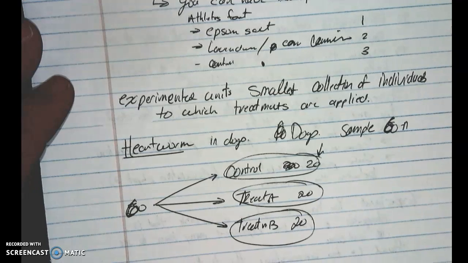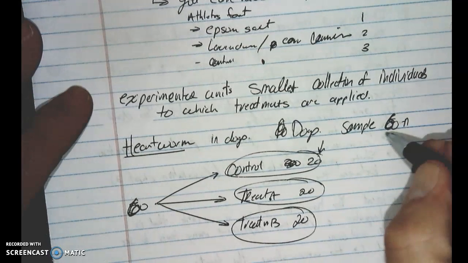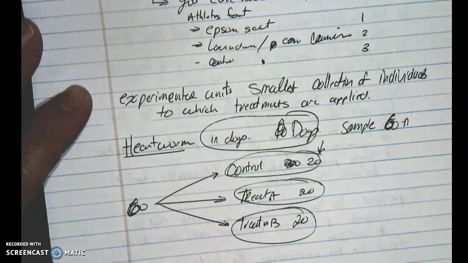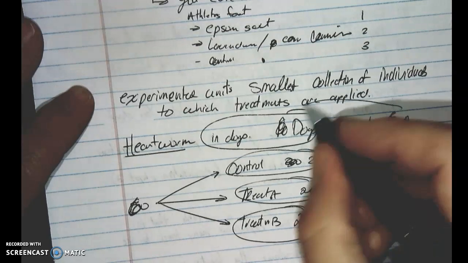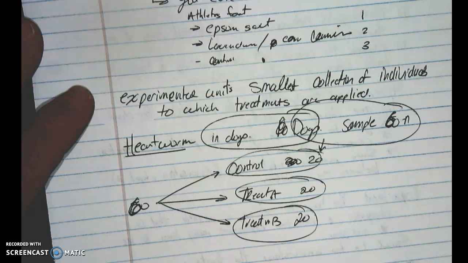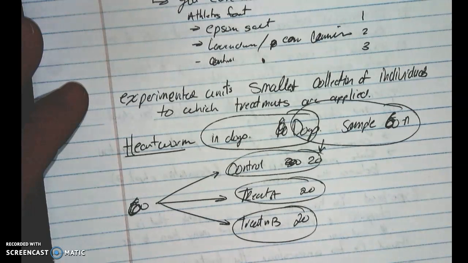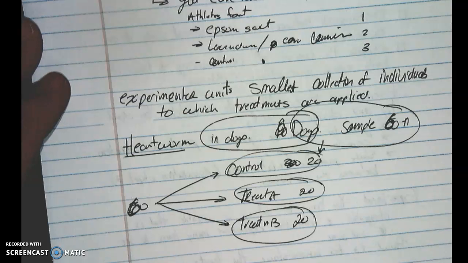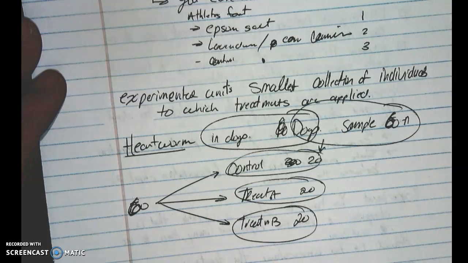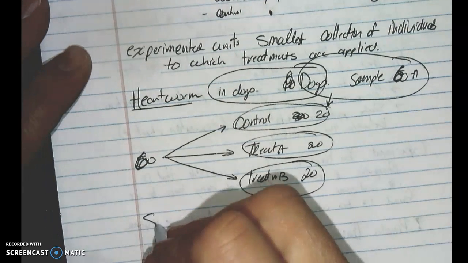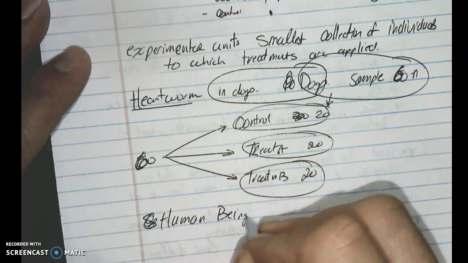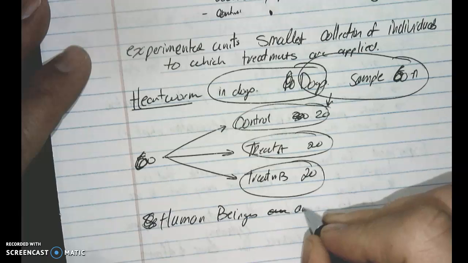So that's kind of where we got a little confused a couple years ago, is that all the dogs possible, my population. My sample is going to be the 60. The experimental units is when I break it down to each individual group, okay? And then of course, if we do humans, they are called subjects. Do I need to write that down for you? I'll just do it real quick. Human beings are subjects.